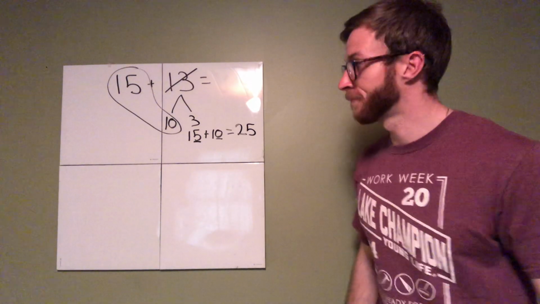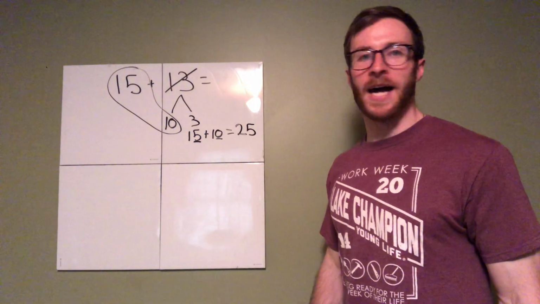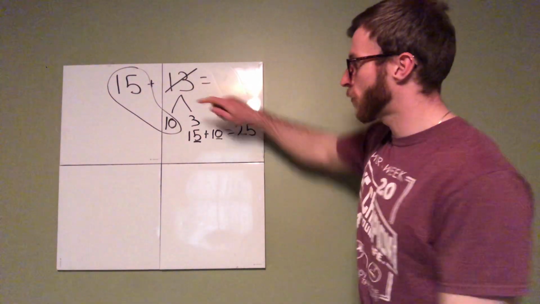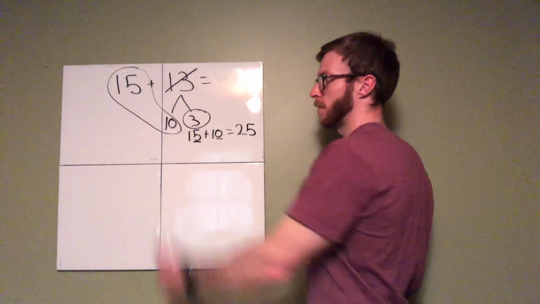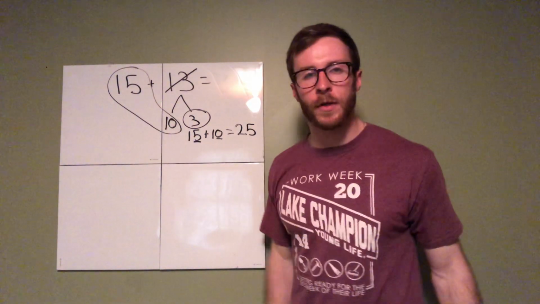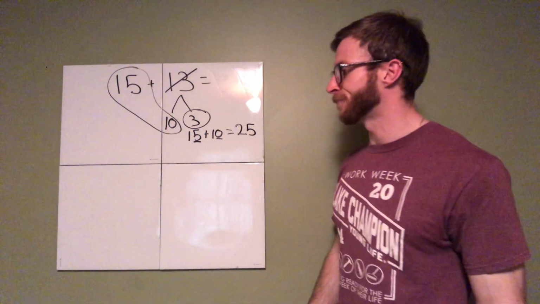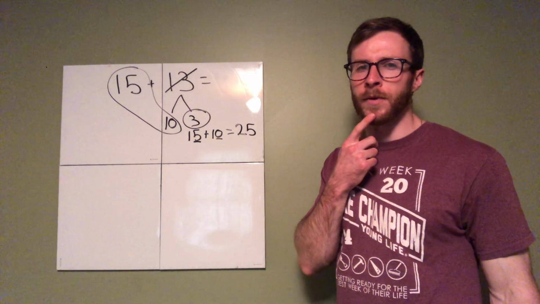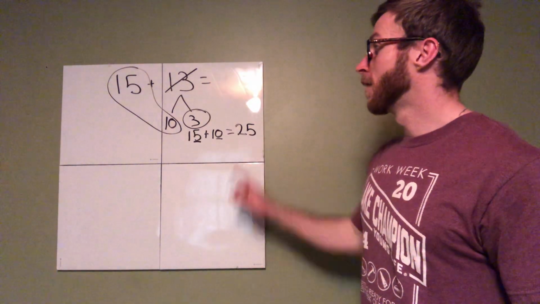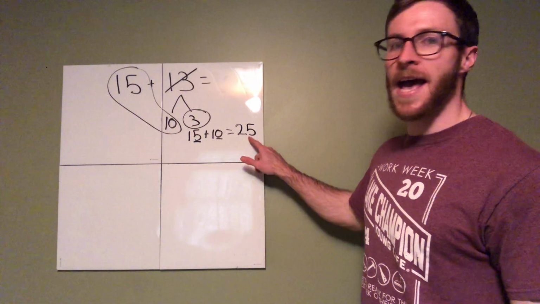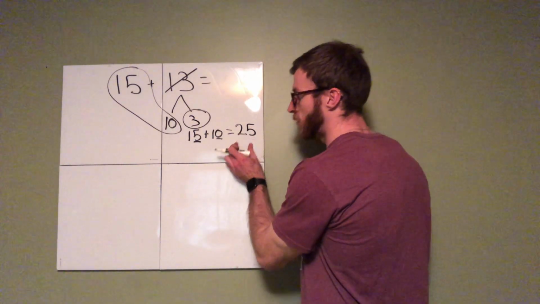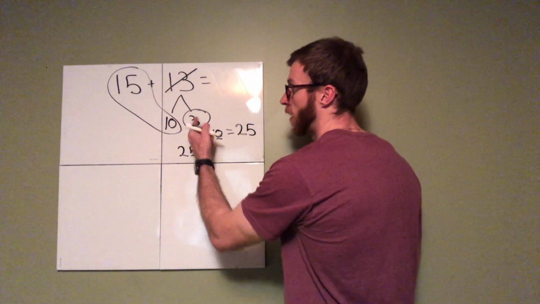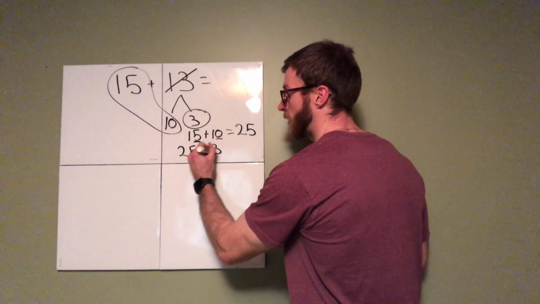Are we done? Nope, not done. I still have this number that I haven't done anything with. This number 3. It's not crossed out. It wasn't added together with anything. What do I do with that? What am I going to do with the number 3? I know. I'm going to add it to the number 25 because I remember I have to move this down here and then add my 3 to it.